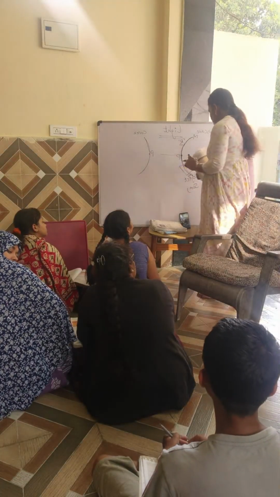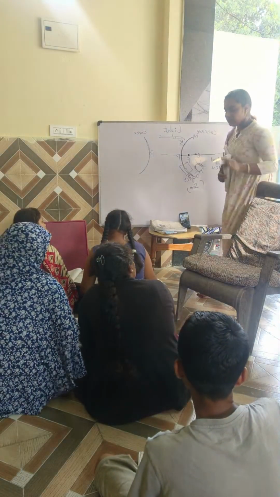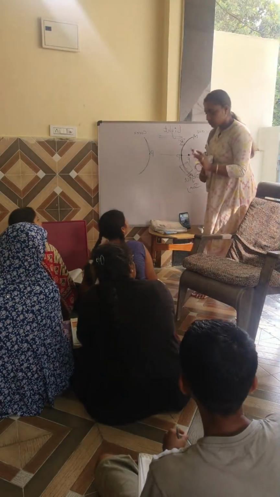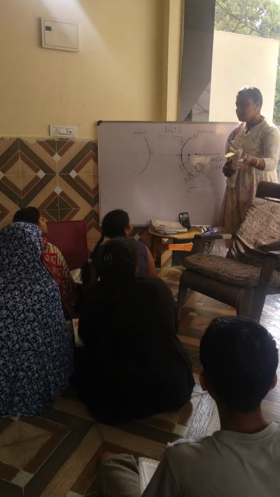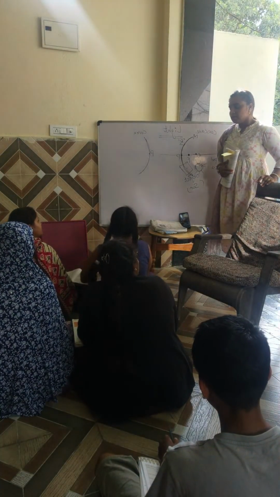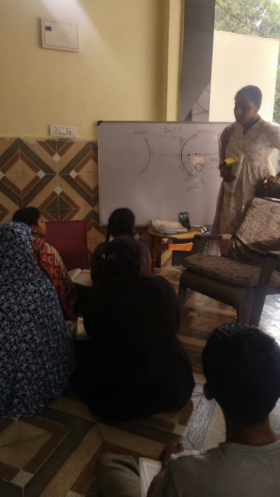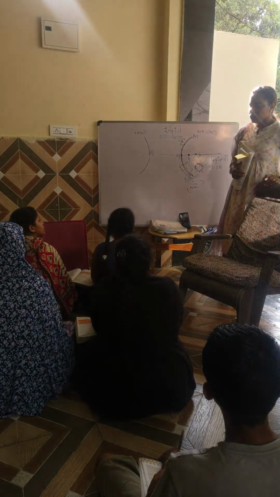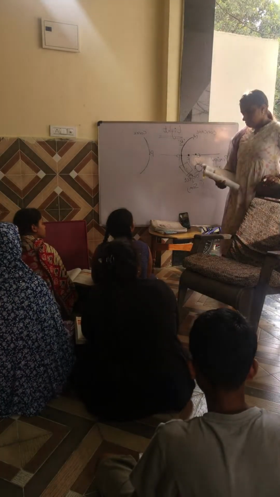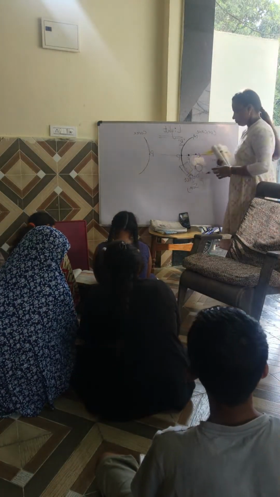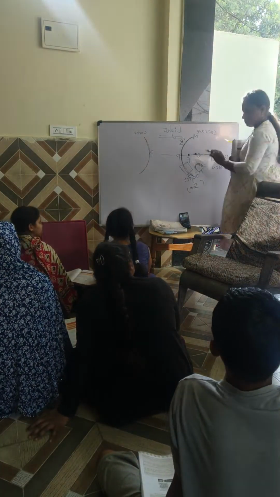So here, when the object is at infinity, the position is at focus, and the nature is real and inverted. The size is highly diminished and point sized. Next, coming to beyond C. If you place the object beyond C.